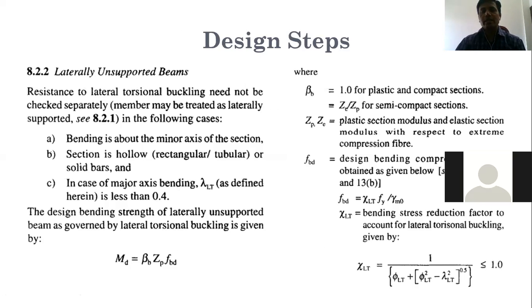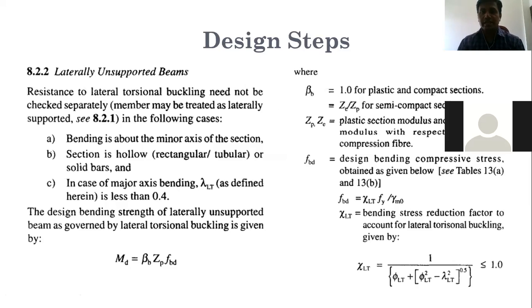Now the design steps, it is very simple. Whatever I am showing you, the design steps, is given in IS 800; there is no need to remember these steps, I am just explaining them. The laterally unsupported beam is given in clause number 8.2.2 of your IS code. The first thing: the design bending moment of the laterally unsupported beam is governed by the lateral torsional buckling formula, which is very important, and is given by Md.